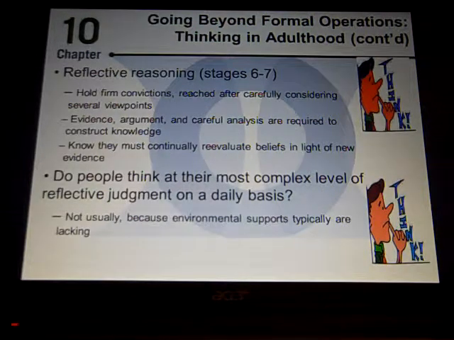Then stages 6 through 7 are reflective reasoning. They hold firm convictions reached after careful consideration of multiple viewpoints. Evidence, argument, and careful analysis are required to construct knowledge. They know they must continually reevaluate beliefs in light of new evidence. Do people think at their most complex level of reflective judgment on a daily basis? Probably no. Not usually, because the environmental supports typically are lacking to do so.